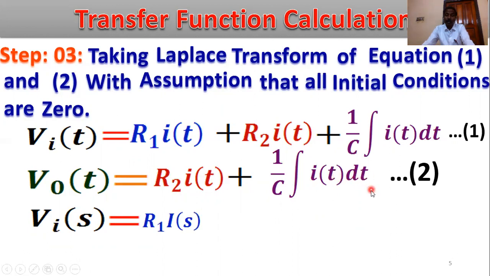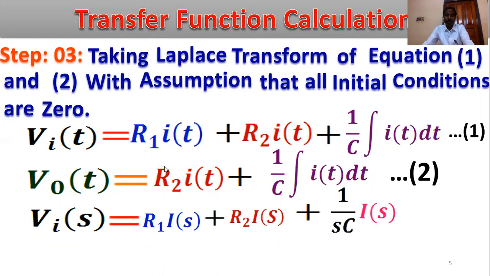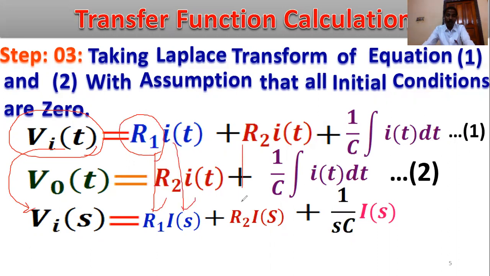Then taking the Laplace transform of equation 1: the Laplace transform of Vi(t) is Vi(S). R1 is constant, and the Laplace transform of i(t) is I(S). R2 is a constant resistance, and i(t) becomes I(S). 1/C is constant again, and the integral of i(t) dt becomes I(S)/S.